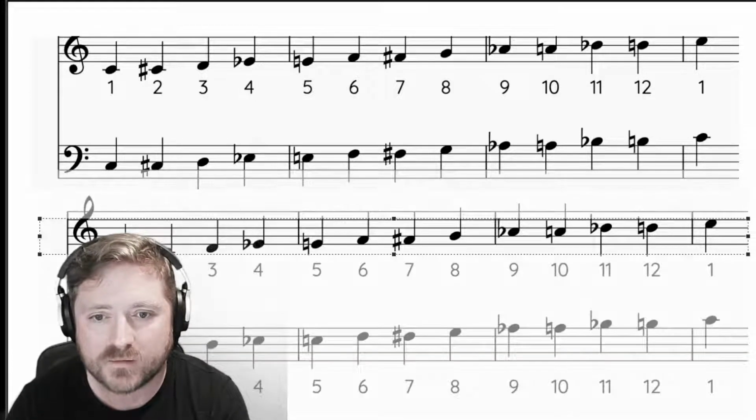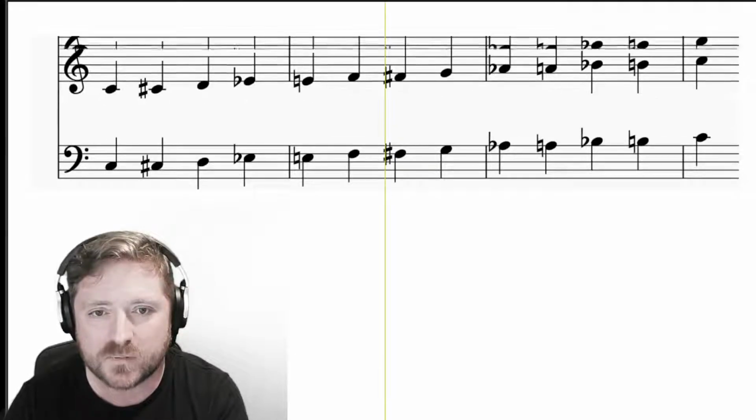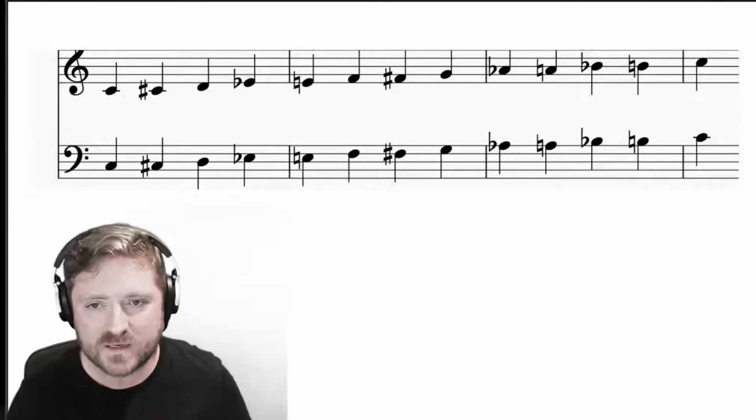Good, I think. Just want to get rid of the numbers because I don't want to confuse people unnecessarily, unless I want to confuse you. There we go. Okay, it's a little bit better.